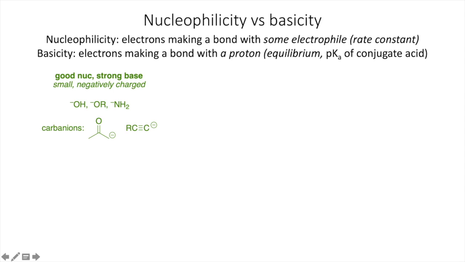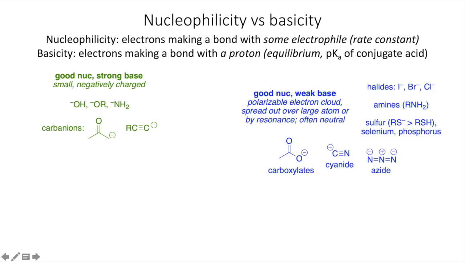Remember, carbon doesn't like to have a negative charge. It's not electronegative. And so those electrons really want to go make a bond with anything. Two kinds of carbanions that are really useful to us are the ones that are stabilized by resonance with a carbonyl, and also sp3 anions or acetylates. So those are good nucleophiles and strong bases.